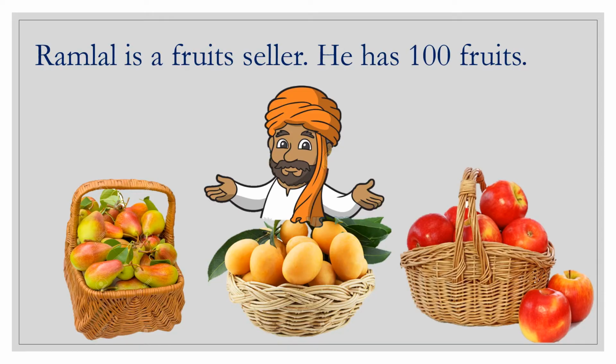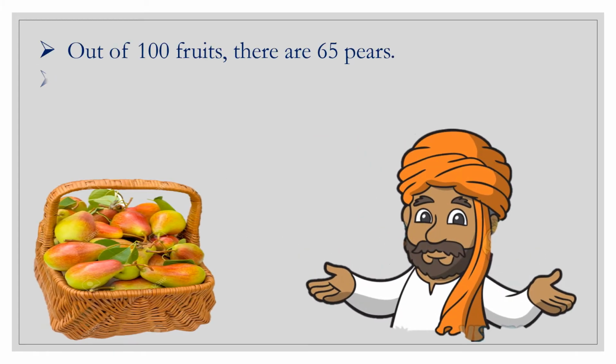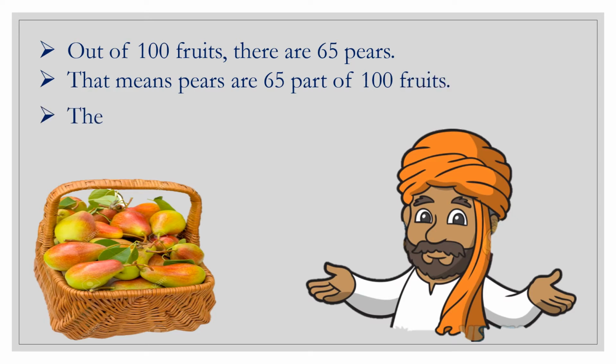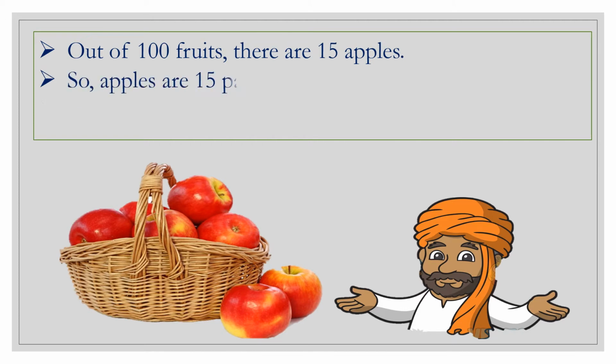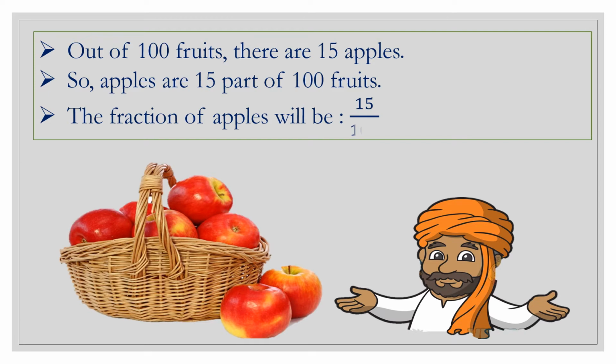Ramlal is a fruit seller. He has 100 fruits. Out of 100 fruits, there are 65 pears. That means pears are 65 part of 100 fruits. So the fraction of pears will be 65 upon 100. Out of 100 fruits, there are 15 apples. So apples are 15 part of 100 fruits. So the fraction of apples will be 15 upon 100.